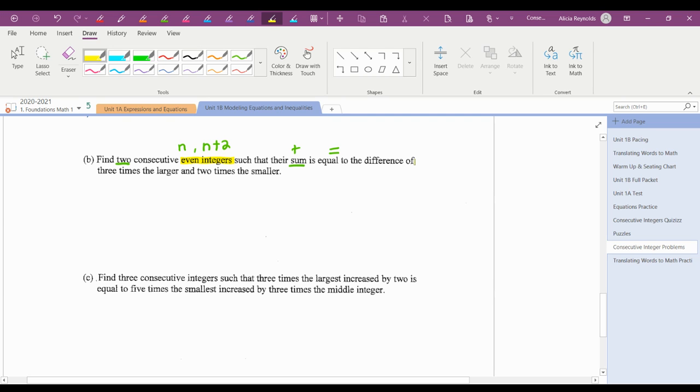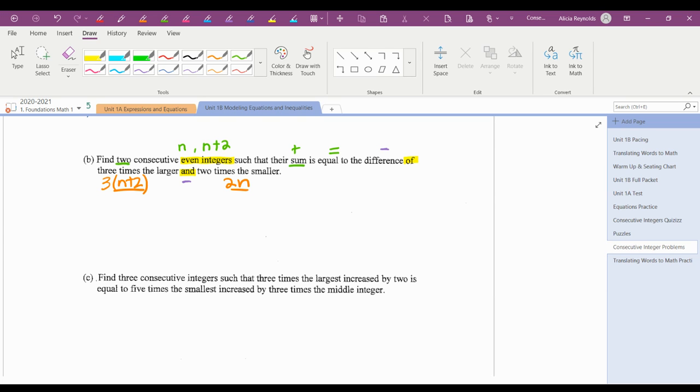So anytime I see this word of, I need to jump straight to the word and. So difference is telling me to subtract, and is telling me where to put the minus sign. So I'm finding the difference between these two things on either side. Let's do a different color. So I'm finding the difference between 3 times the larger. So again, remember, like in letter A, I have to put my n plus 2 in parentheses because n plus 2 is the larger. And then 2 times the smaller.